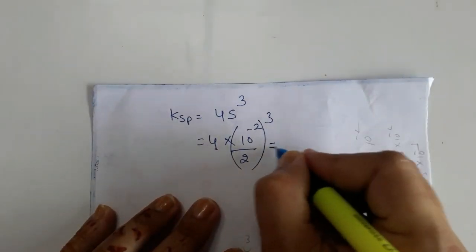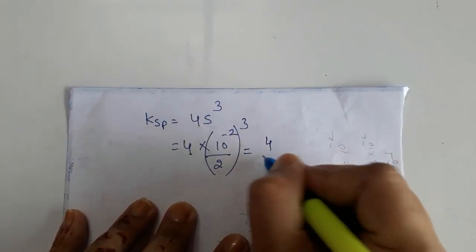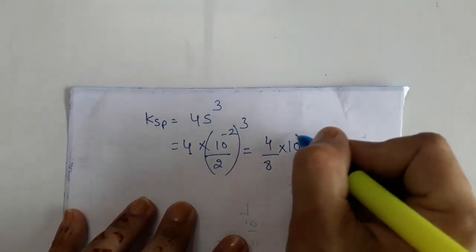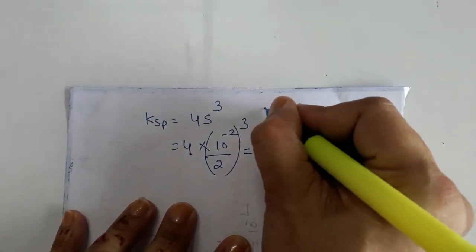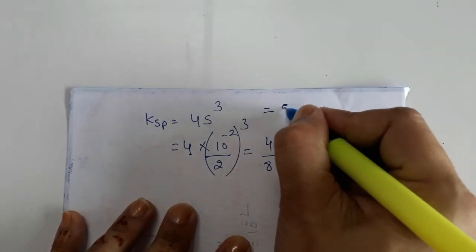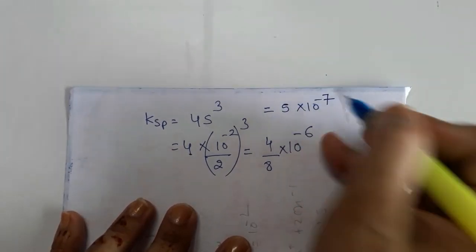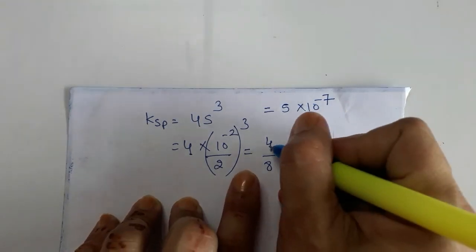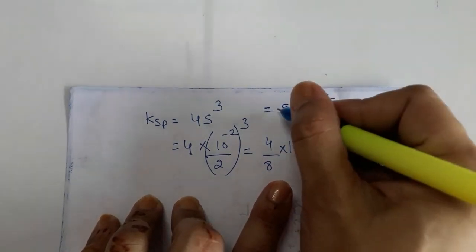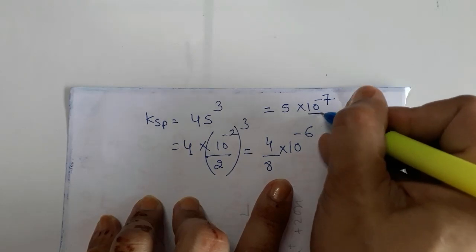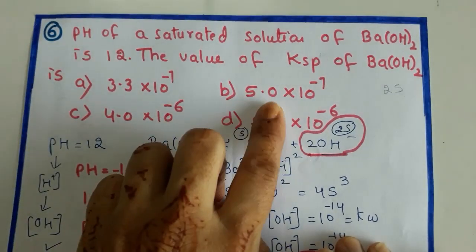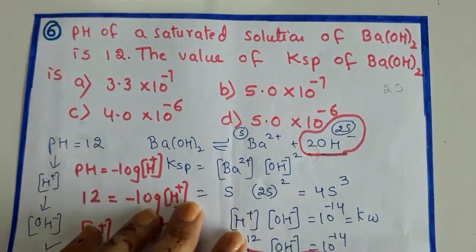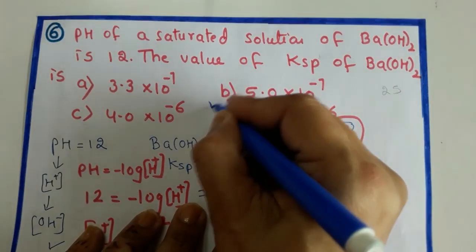Okay, so we will be getting here 4 upon 8 into 10 raised to minus 6, and hence when you solve this you will be getting answer as 5 into 10 raised to minus 7. Okay, it's actually 0.5 into 10 raised to minus 6, but I have shifted the decimal towards 10. So answer is 5 into 10 raised to minus 7. Let us see, do we have this option? Yes, 5.0 into 10 raised to minus 7. So the answer for this question is B option.